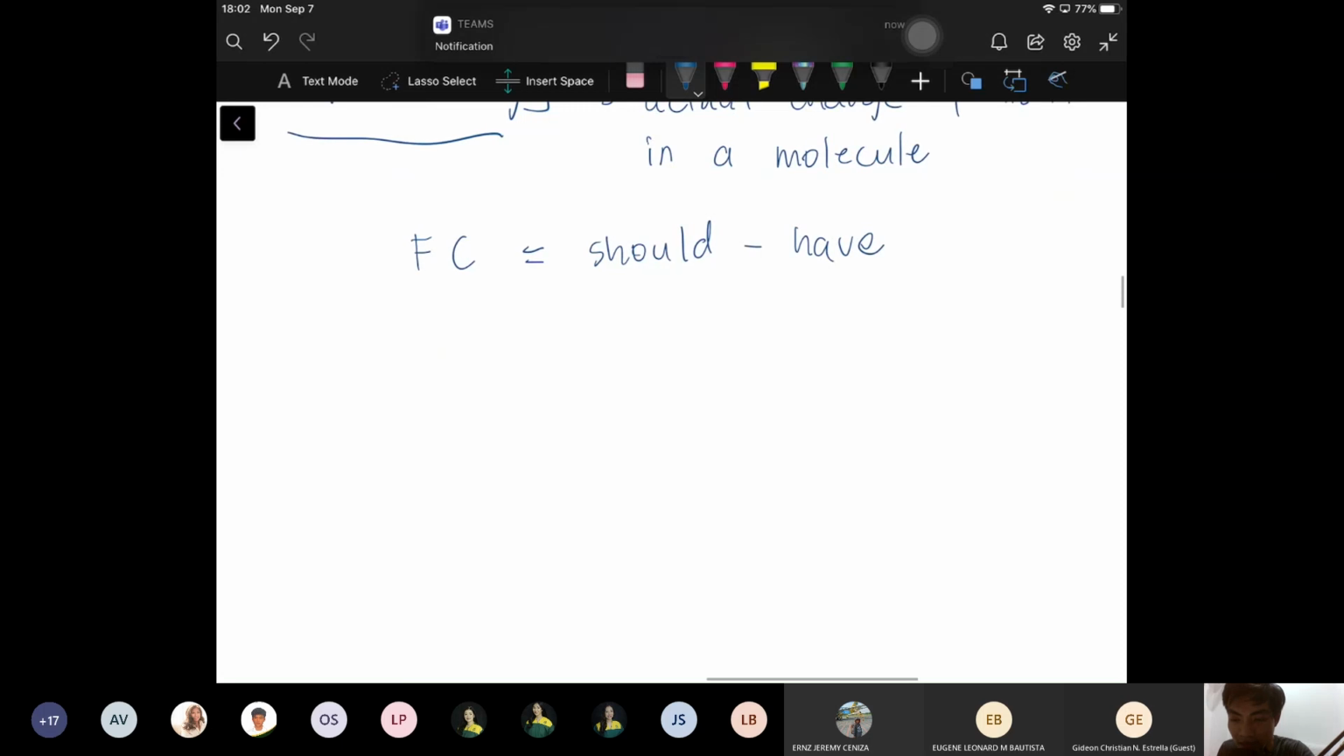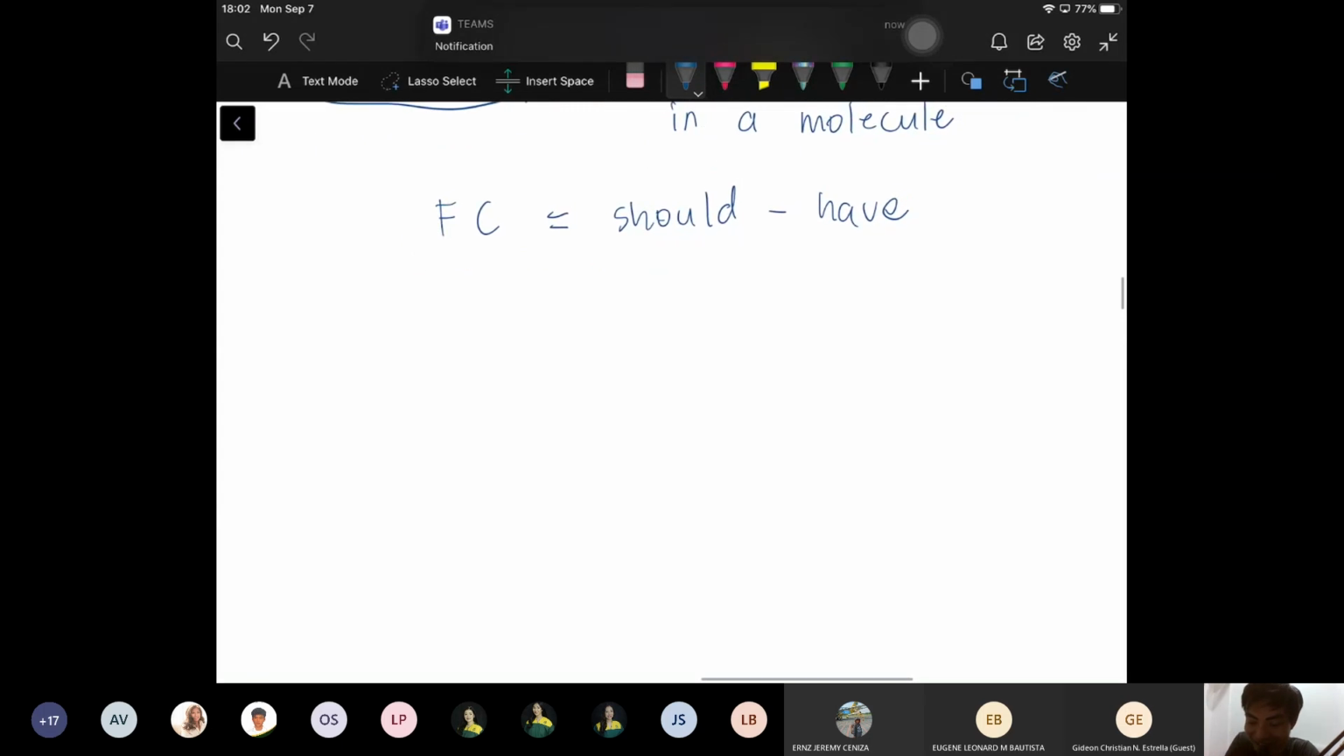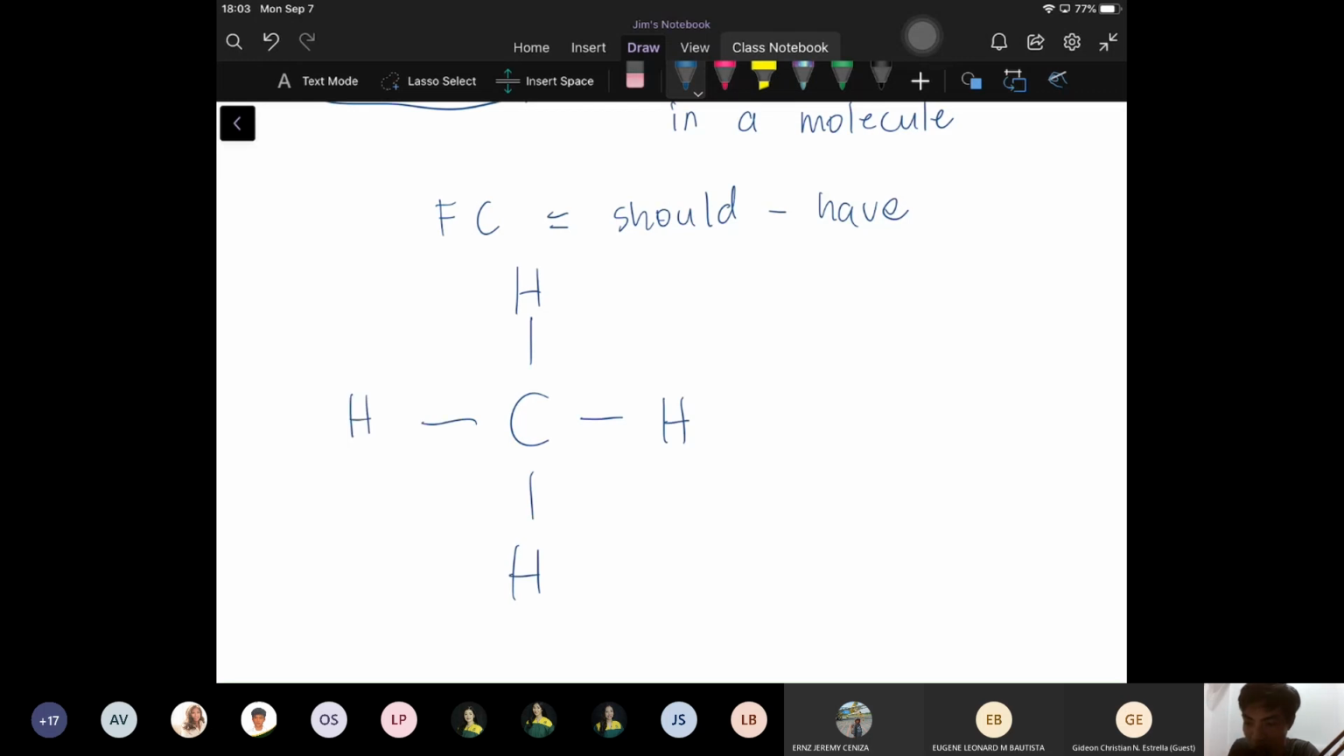Let's take methane, for example. So we have methane. If I want to determine the formal charge, ito yung ginagawa ko. Ginagawa ko pa rin to, graduate na ako lahat-lahat, kasi mas madali eh. Anong gagawin ko? Magdodraw ako ng boxes. Okay? So magba-box tayo.